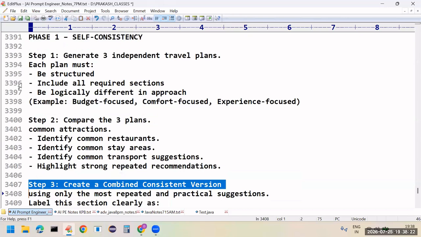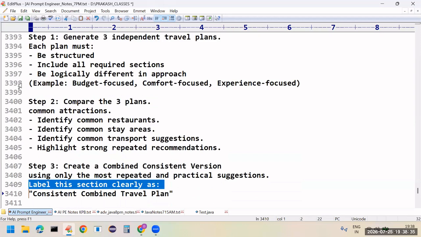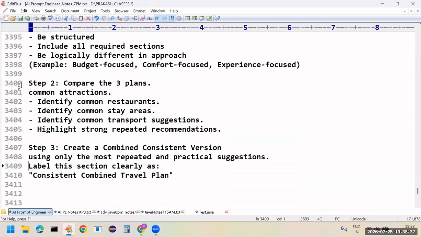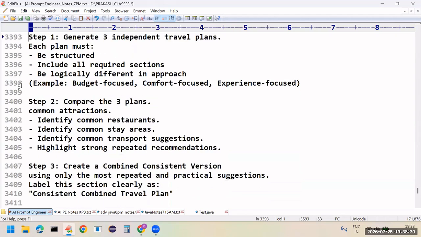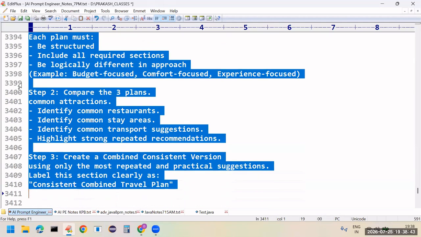Step 3, create a combined consistent version using only the most repeated and practical suggestions. Next, label this section clearly as consistent combined travel plan. Can you please confirm from step 1 to step 3 what activity we are doing? Self-consistency, correct?